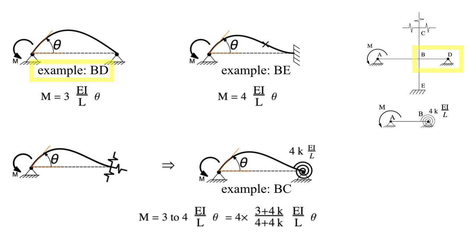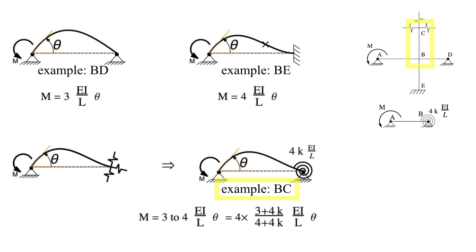Member BD, the beam on the right, has a free hinge at D, and therefore it has a stiffness of 3EI/L, with EI and L, the length, being those of beam BD. Column BE, the bottom column, has a fixed end at its base, and so has a stiffness of 4EI/L, with EI and L, the length, being those of column BE.